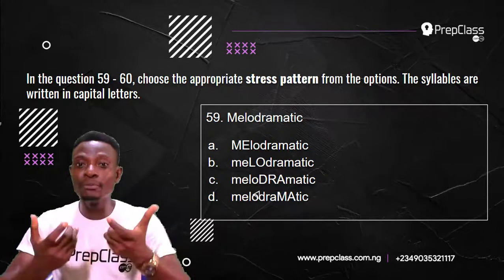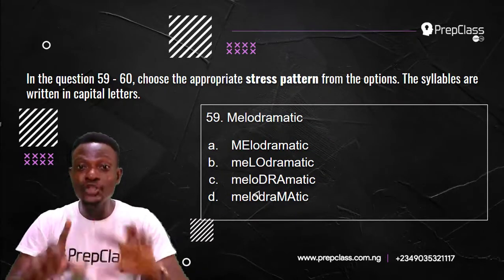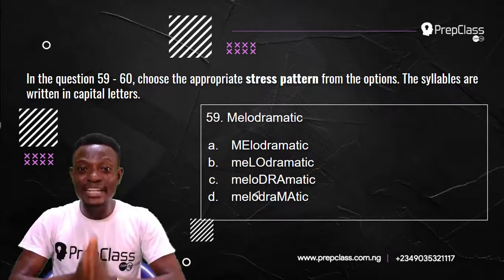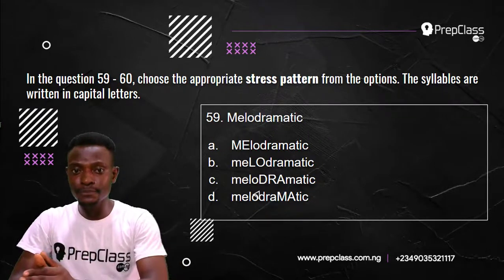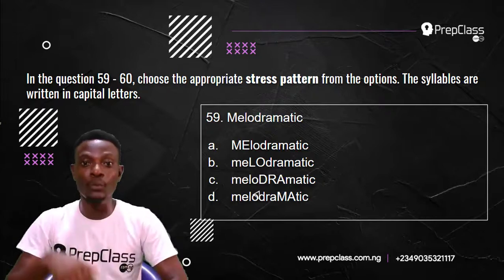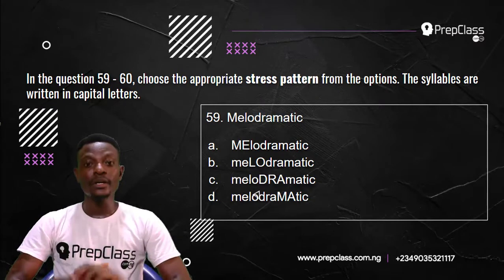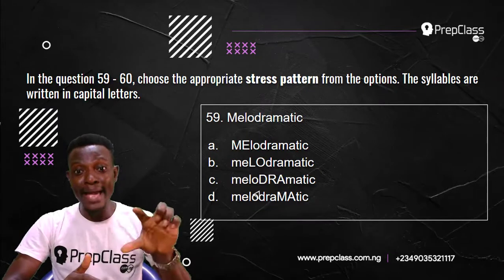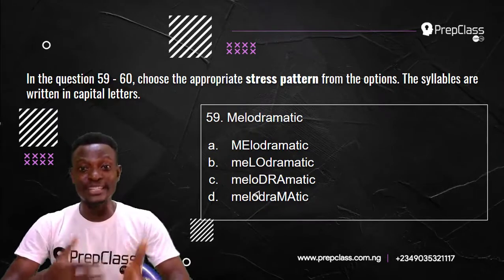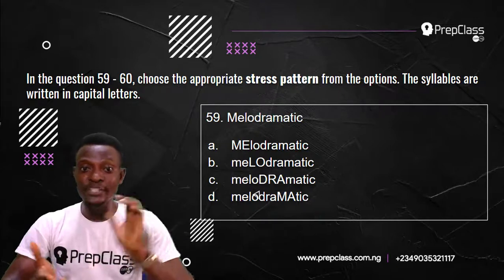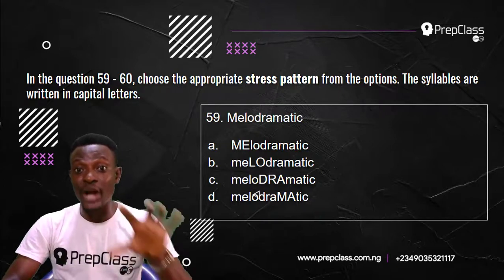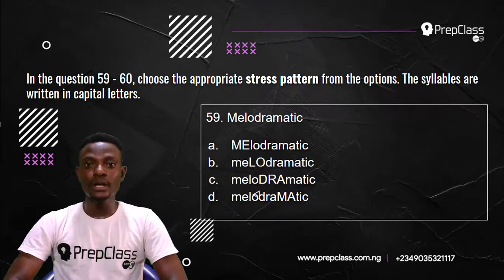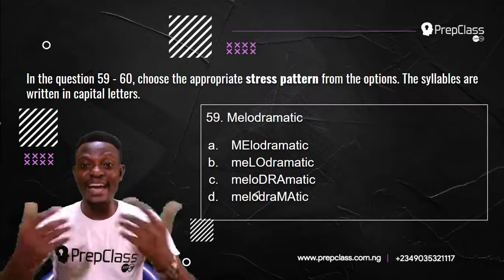The syllables written in capital letters represent the placement of stress on different syllables in different options. So, question 59, we have the word melodramatic. For option A, we have the stress in the first syllable, me. Option B, we have the stress in the second syllable, lo. Option C, we have the stress in the third syllable, dra. And option D, we have the stress in the fourth syllable, ma.